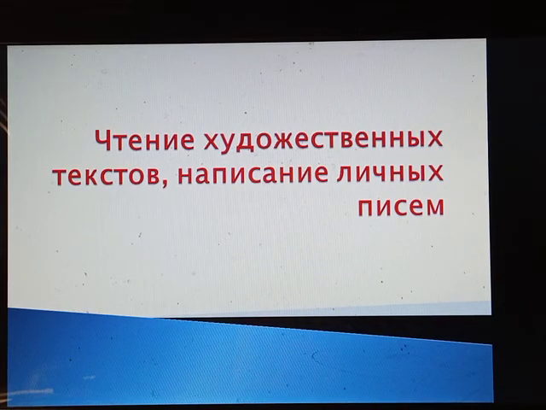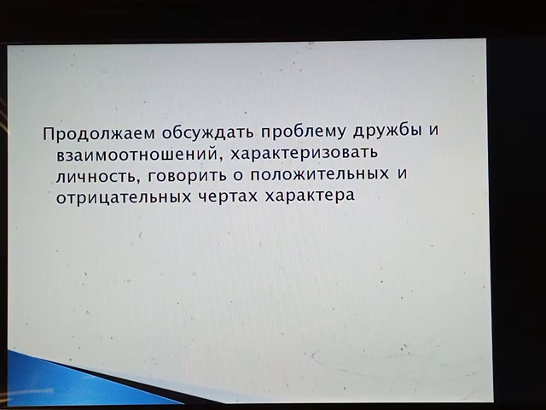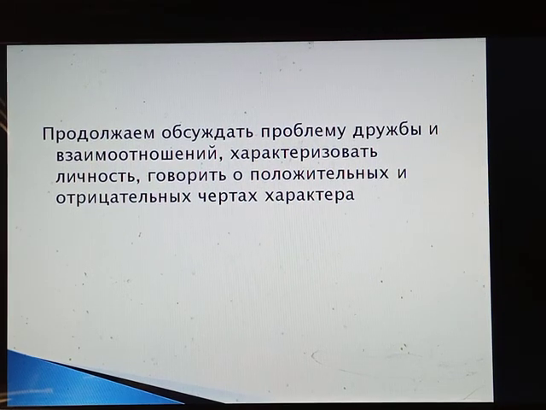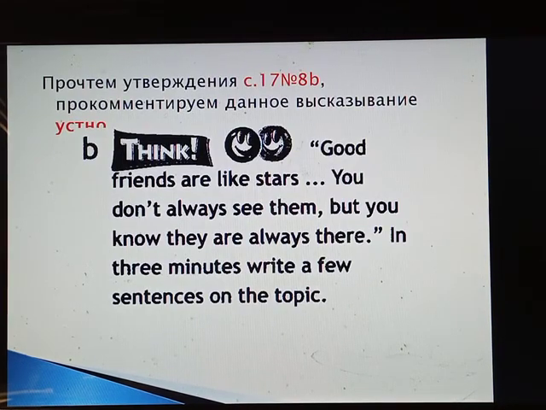Today we are working with texts and we are working with writing personal letters. So today at the lesson we are speaking about friendship, about character features which can be positive or negative, and we can describe their personality using the words we have learned at the previous lessons. Now let's start. In your book, page 17, there is such an exercise.